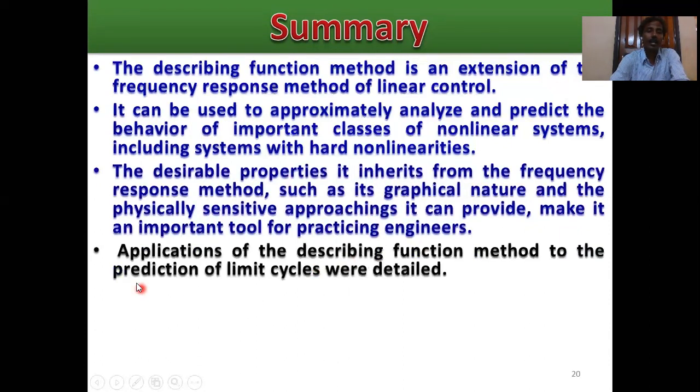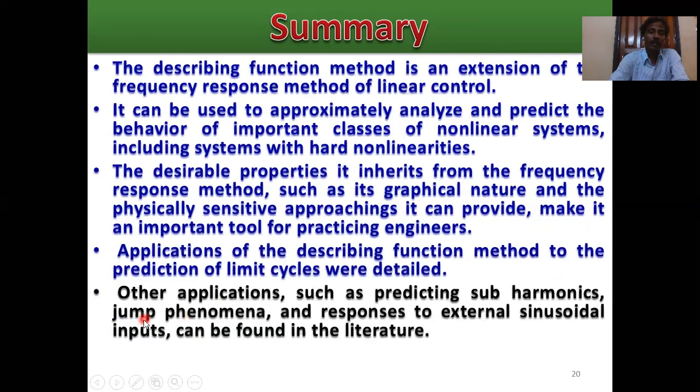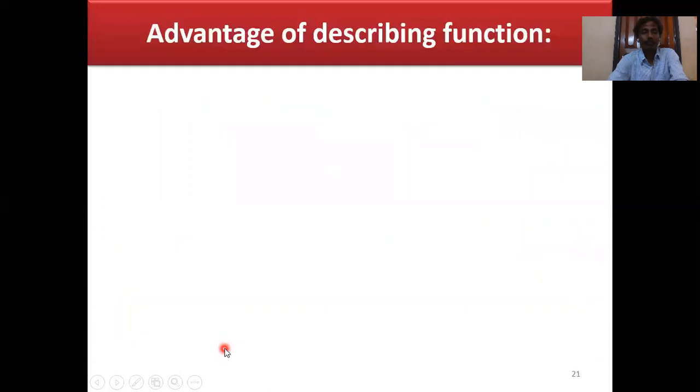And next summary, applications of the describing function method to the prediction of limit cycles were detailed. Other applications, such as predicting subharmonics, jump response, and response to external sinusoidal inputs, can be found in the literature.